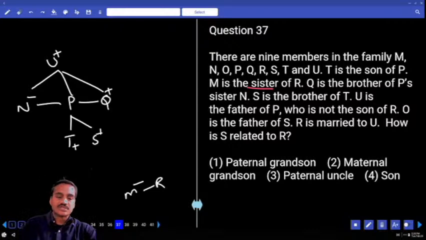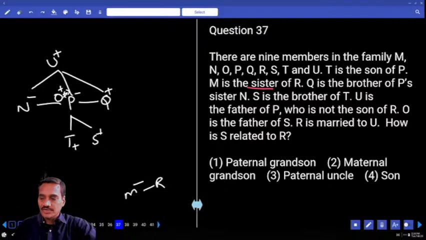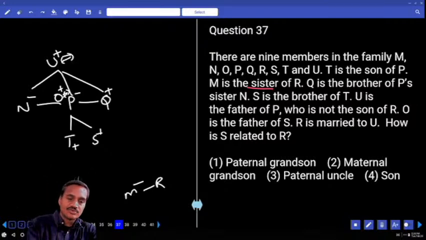P is not the son of R, isn't it? And O is the father of S, and so obviously P is the mother. O and P are married couple. O is the father of S. Is it correct? R is married to U. R is a female married to U, and M is the sister.